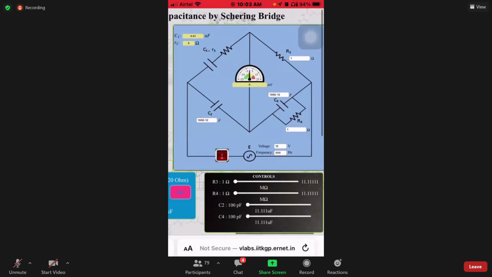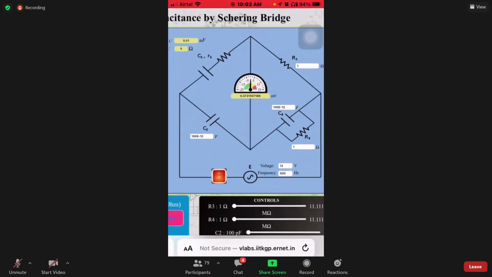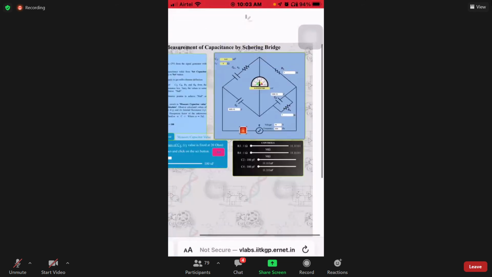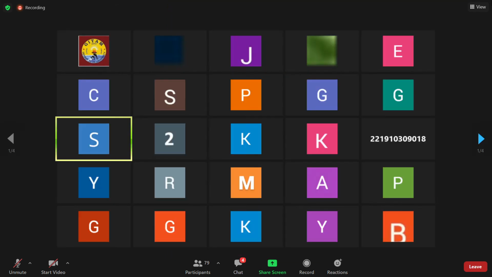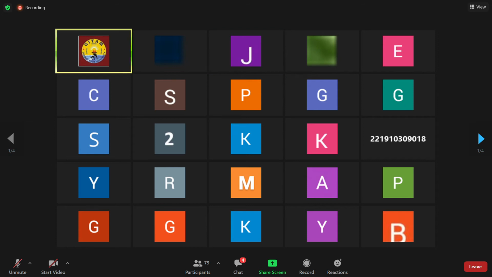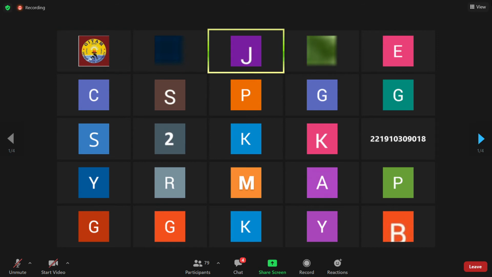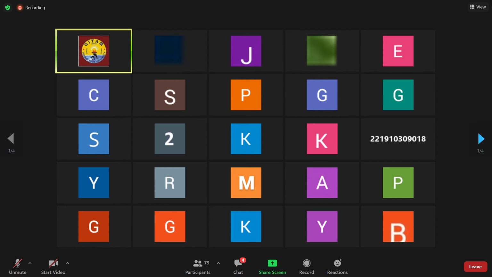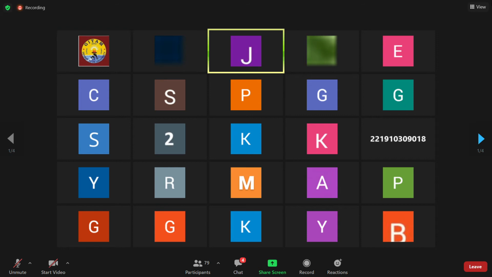Switch on the circuit. So you should get a 0 value as output in the voltmeter. Yes, sir. Here also in the Schering bridge, we need to get approximately 0 in the voltmeter. Correct, correct. Can I share, sir? Yeah, share.